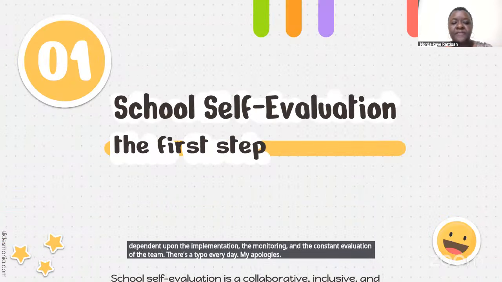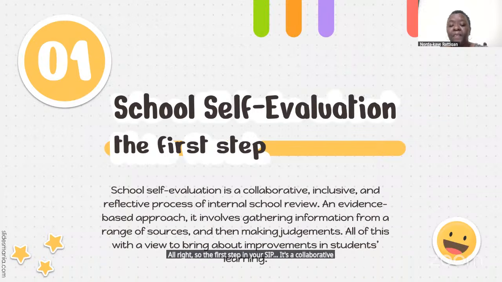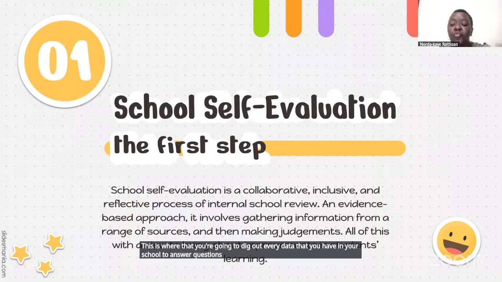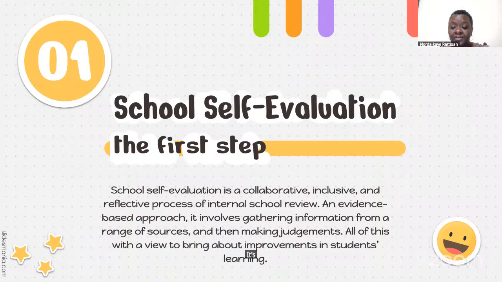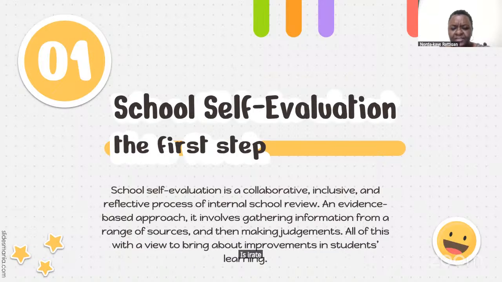My apologies. All right, so the first step in your SIP is a collaborative and inclusive one. This is where you're going to dig out every piece of data that you have in your school to answer questions that tell you where you are right now. It's based on evidence. It's hinged on evidence. It's not a feeling that you have. You have to have something to say. So if I rate my school with a 3 as satisfactory for student performance in national and regional exams.